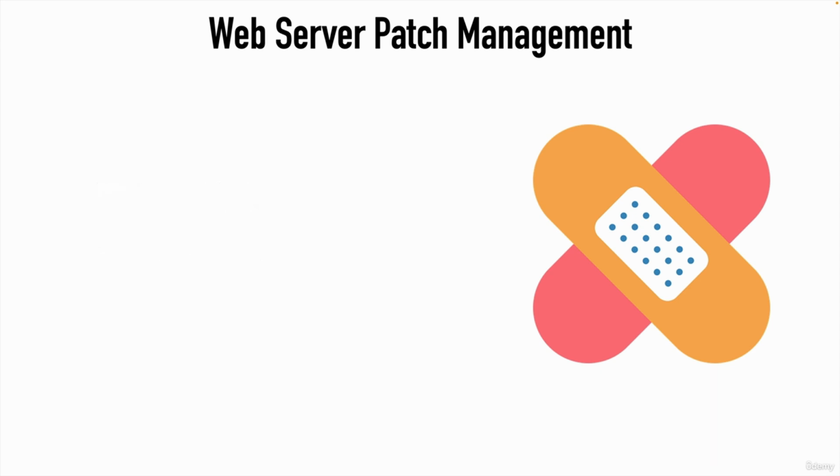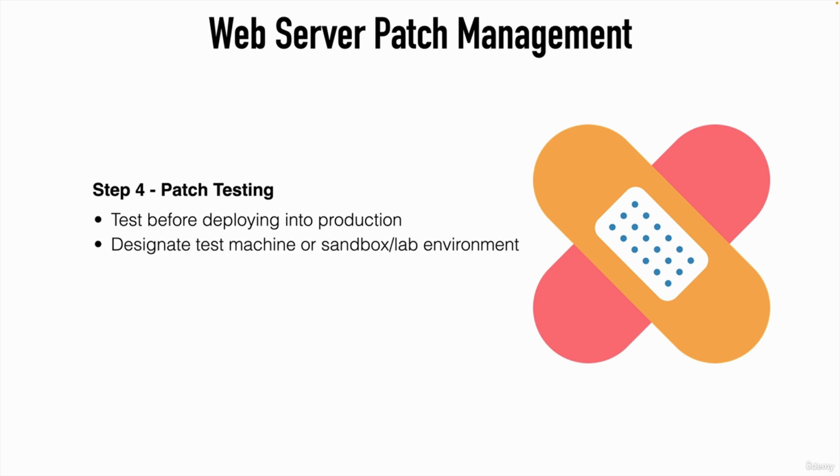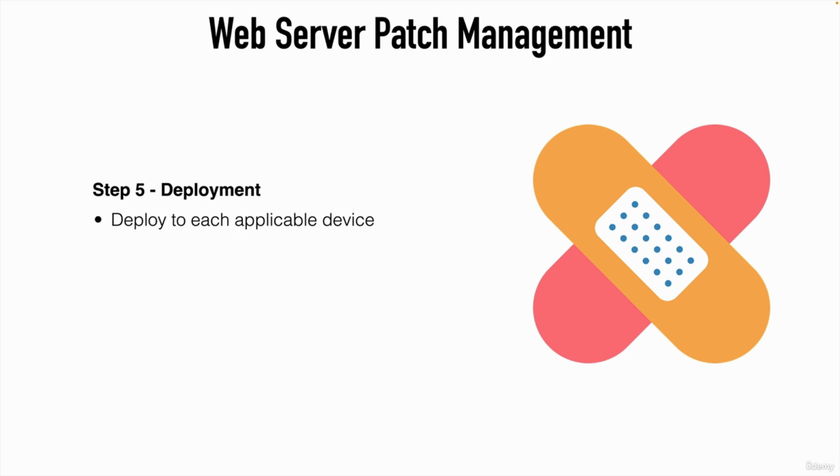After acquisition, it's a good idea to test the patch. More than once, I've seen patches absolutely wreck production machines when there was no testing taking place beforehand. So you want to designate either a single test machine that maybe isn't critical to the everyday function of the network, or ideally use a virtual lab device or a sandbox environment, and you would install and test the latest patch on that machine. You would want to observe for any adverse consequences and ensure that all operations function normally.